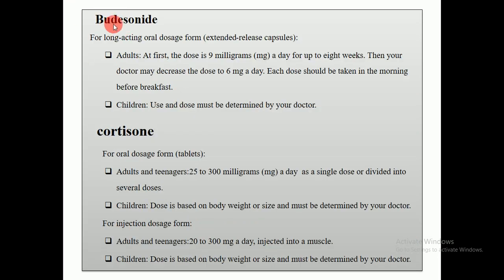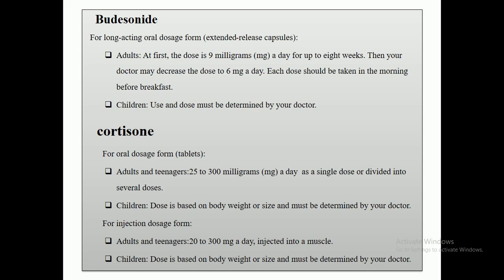The second one is budesonide. These are long-acting oral dosage forms or extended release capsules. They are also available in tablet and capsule forms for adults. Budesonide also comes under the category of corticosteroids. At first the dose is 9 milligrams a day for up to 8 weeks. Then your doctor may decrease the dose to 6 milligrams a day. Each dose should be taken in the morning before breakfast. For children, use and dose must be determined by your doctor, by the medical practitioners or pharmacists.